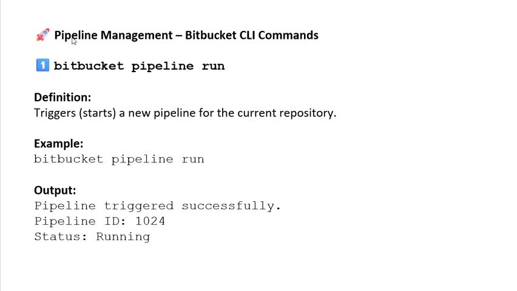Another topic is pipeline management and Bitbucket CLI commands. First is bitbucket pipeline run, and the definition is trigger. Trigger means to start a new pipeline from the current repository. Example is bitbucket pipeline run, and the output is pipeline triggered successfully, the pipeline ID is shown as 1024, and the status is running.